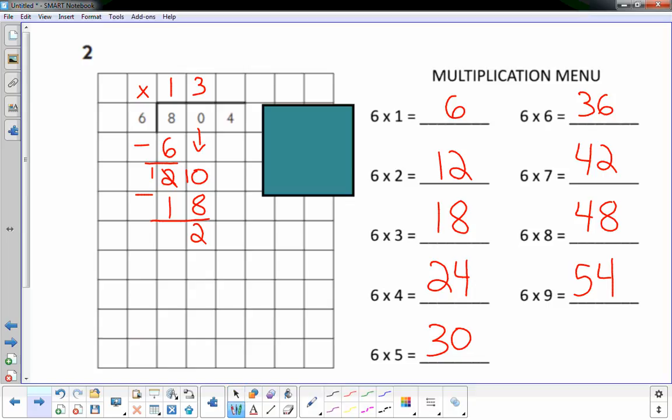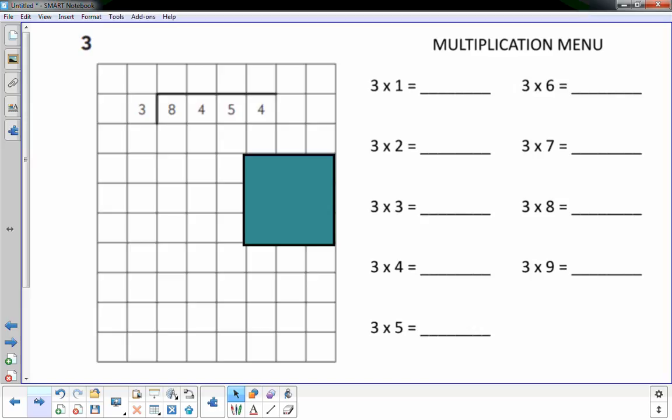I'm going to bring this 4 down. Make that 24. How many 6's go into 24? 24 divided by 6, it looks like 4 6's. So I'm going to put a 4 up here. 4 times 6 is 24. I'm going to subtract. I'm left with nothing. There's no remainder. So 804 divided by 6 is 134.